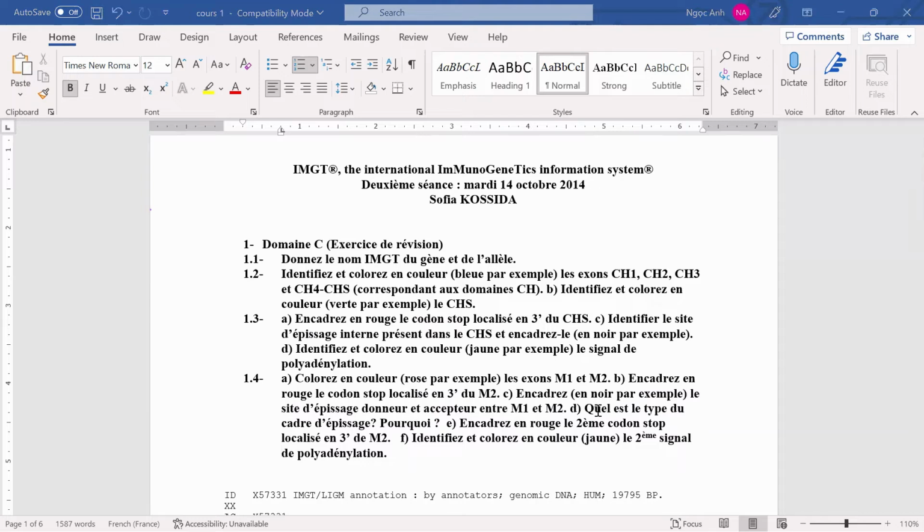It asks you what is the type of the splicing, and this is the PowerPoint slide that we had a look at with the 3 different splicing frame types, and it asks you why. It asks you to find the second stop codon at the 3' of the M2, and then it asks you to find the second polyadenylation site, if it exists. So I think that you should all be able to tackle this exercise.